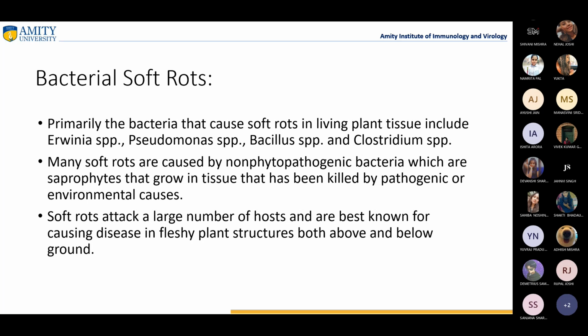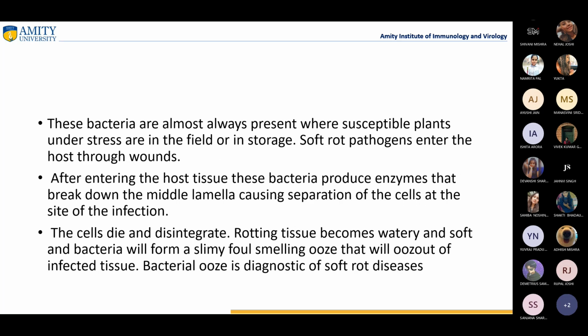Soft rots attack a number of hosts and are best known for causing disease in fleshy plant structures both above and below ground. So in fruits we will see more of this kind of rot, right? So these bacteria are almost always present where susceptible plants under stress are in the field or in storage. Soft rot pathogens enter the host through wounds also.